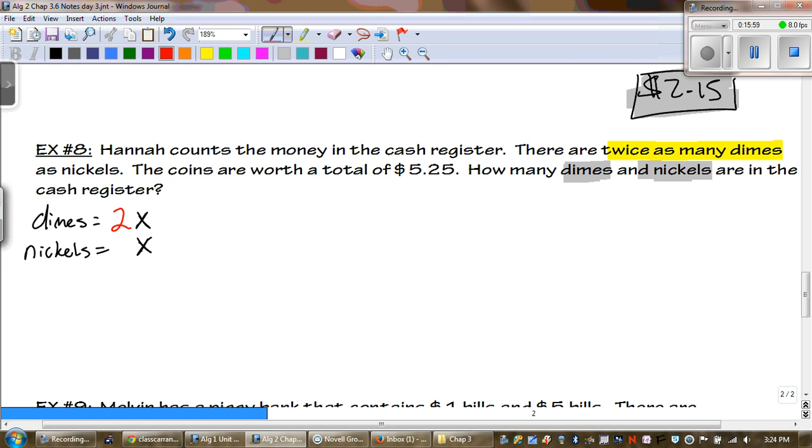Okay, now let's take a look. $5.25, this is talking about the value. This right here, this is talking about the number of coins. So how can I change it where it's talking about the number of coins to the value of a coin?